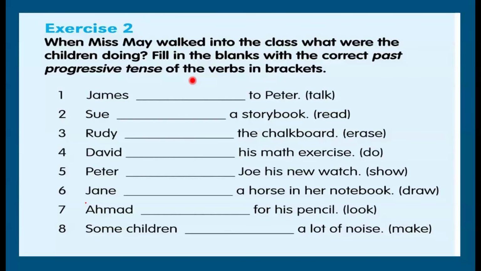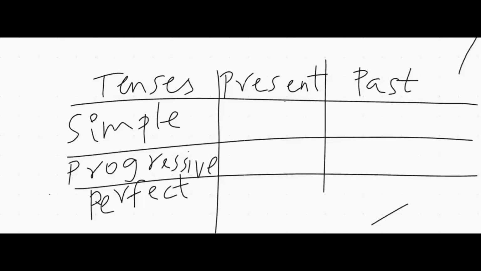Yes, just a minute. So let's see simple present, simple past, present progressive, past progressive, past perfect, and present perfect. Let's see that together. Let's take an example. He drives a car. This is your simple present tense. Now next, present progressive tense. What are you going to write? He is driving a car.